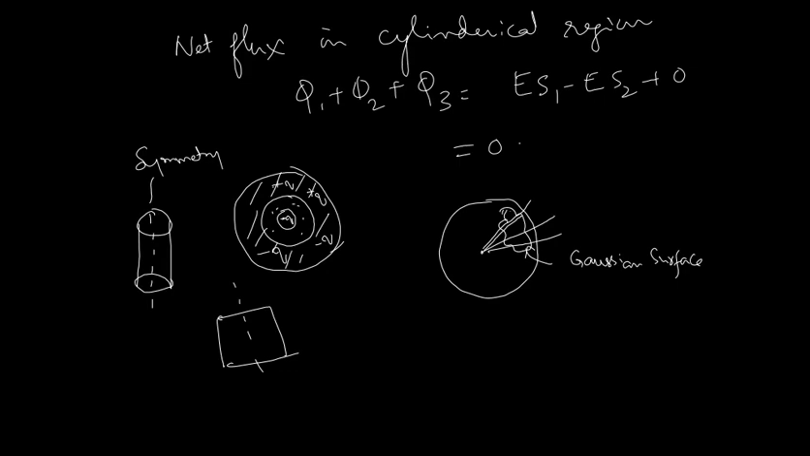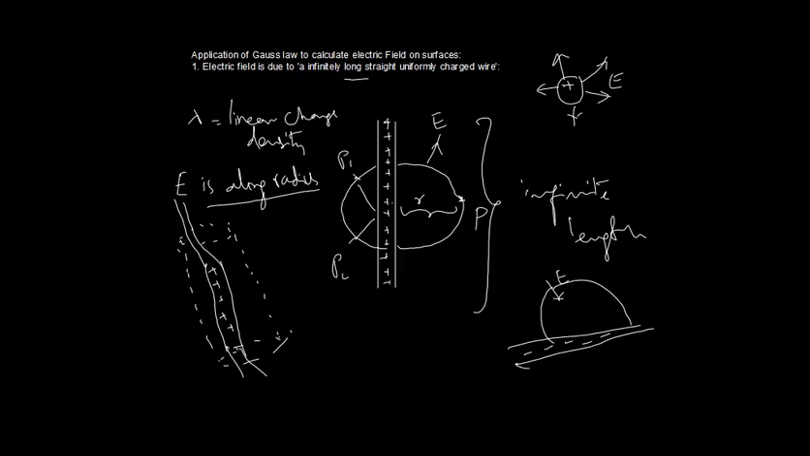So the net flux is equal to 0. Symmetrical surfaces are easier for using the Gauss law, or Gauss theorem. So he goes with that concept and the first application of the Gauss law. So the question will be like this only.